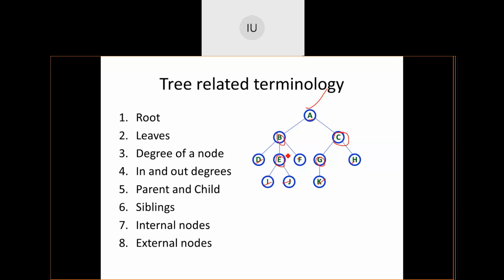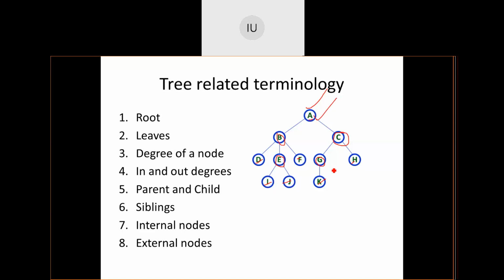Now if I take up E as the node, who all are the ancestors of E? B and A. All the nodes starting from root till node X are termed as the ancestors of node X. Now, who all are the successors of A? If I ask successors of A, all the nodes except A are termed as successors of node A.